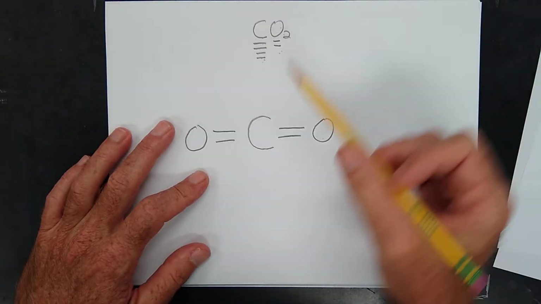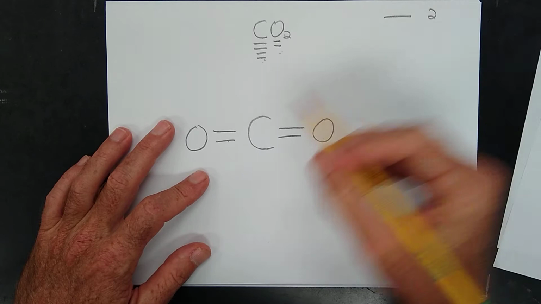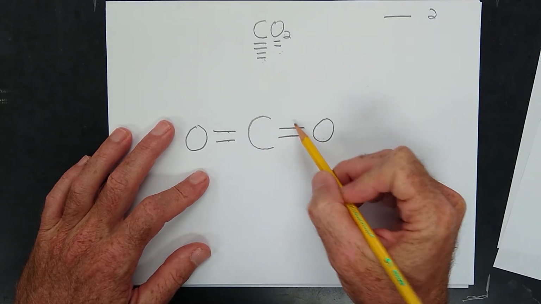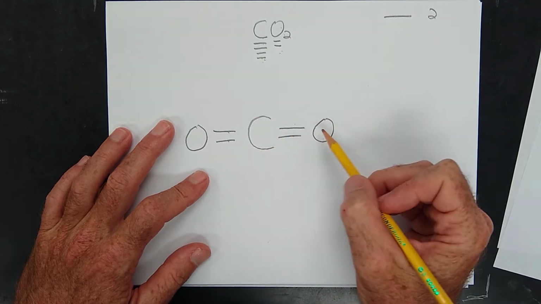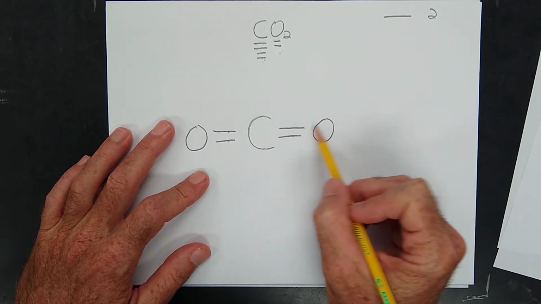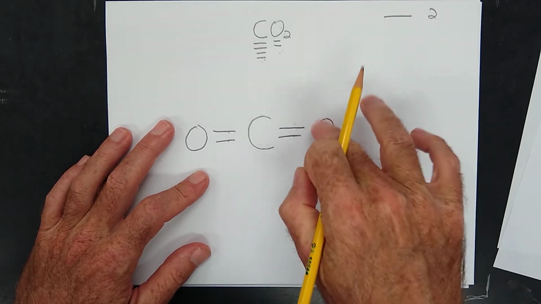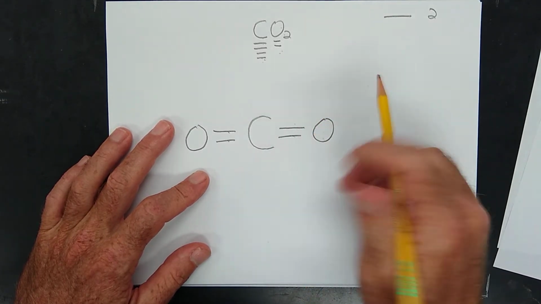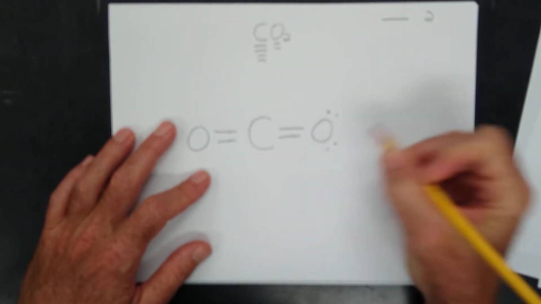Now let's count the electrons. Every line counts as 2 electrons. So 1, 2, 3, 4, 5, 6, 7, 8. So this carbon, it's happy. Let's look at this oxygen. It's sharing 1, 2, 3, 4. So it's going to need to have its other 4 electrons drawn, and they'll occur in pairs, okay?